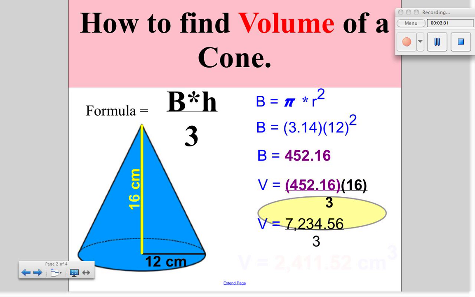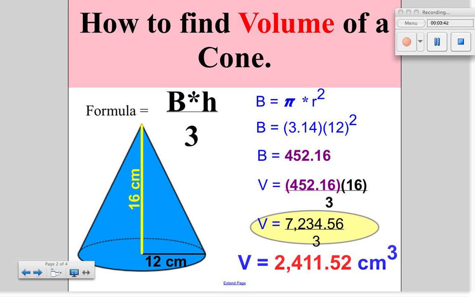So we took that to get this. When we take that and divide it by 3, we find our volume to be 2,411.52 centimeters cubed. While you take the notes on this, you're not going to have a ton of time, so write quickly, you guys, but I'll recap it for you.